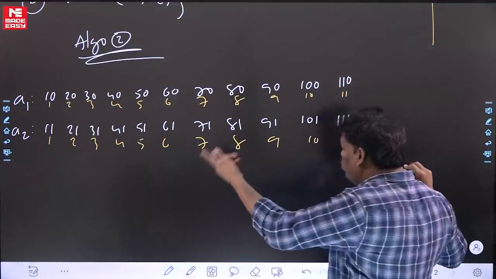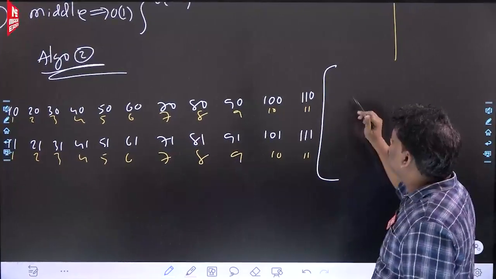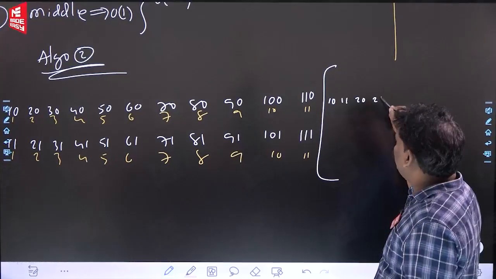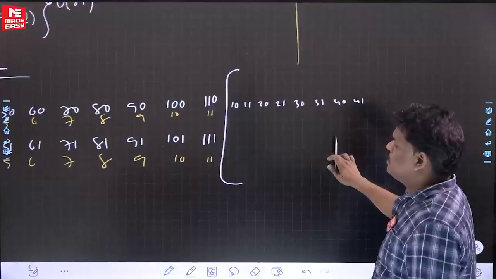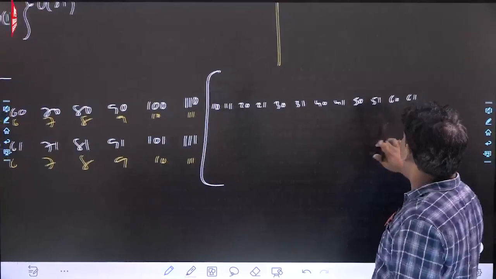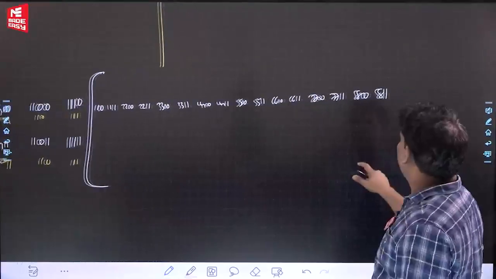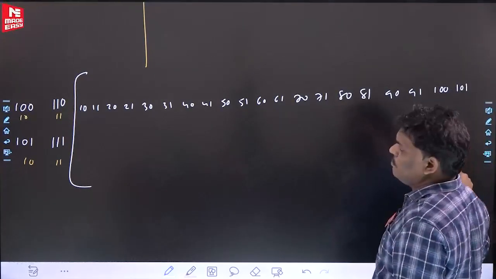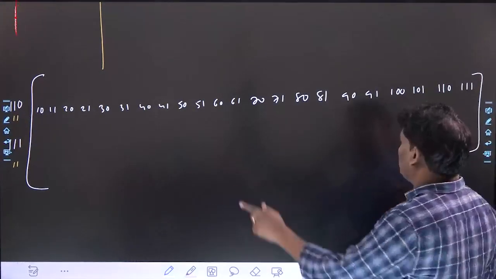Everyone knows that. In the union sorted array, what is the median? Let me check here. Let me write the values: 10, 11, 20, 21, 30, 31, 40, 41, 50, 51, 60, 61, 70, 71, 80, 81, 90, 91, 100, 101, 110, 111. This is the union sorted array.